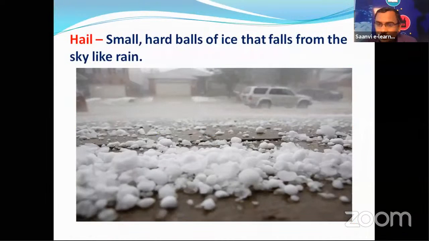Next one, hail. What do you mean by hail? Small hard balls of ice that fall from the sky like rain. You might have heard about a hailstorm. If you don't know this word, you could see the picture here. On the road, there is a lot of hail. So small hard balls of ice that fall from the sky like rain is known as hail.